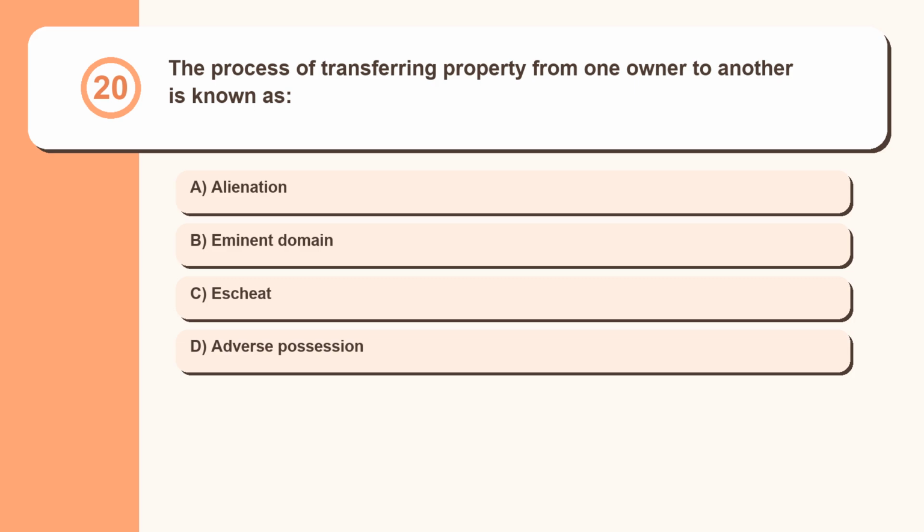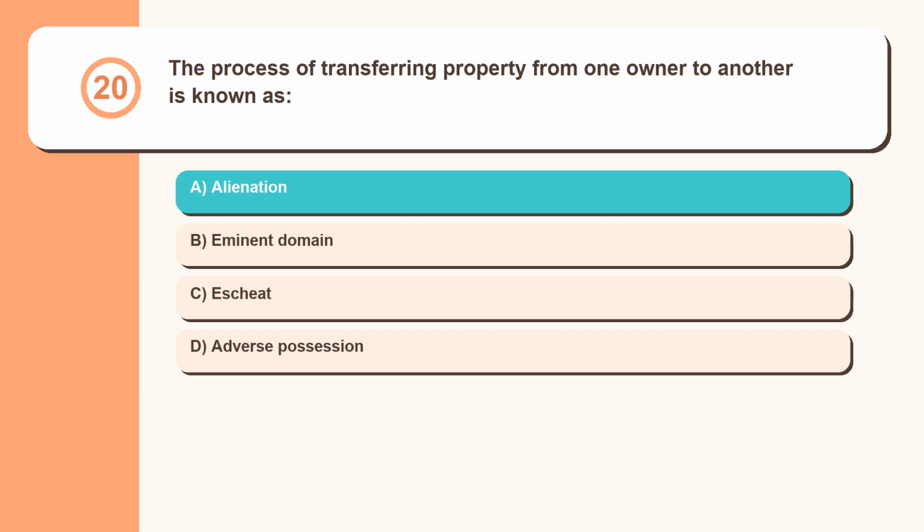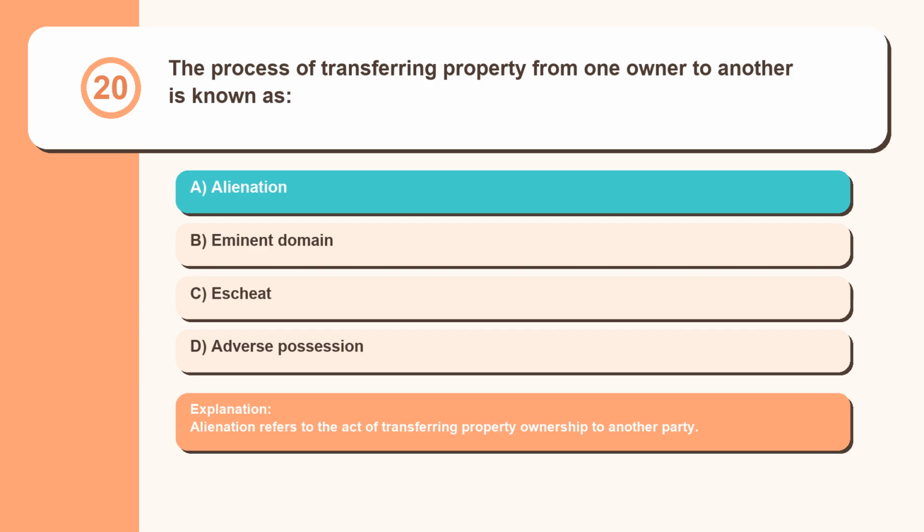Question 20. The process of transferring property from one owner to another is known as alienation, eminent domain, escheat, adverse possession. Alienation refers to the act of transferring property ownership to another party.